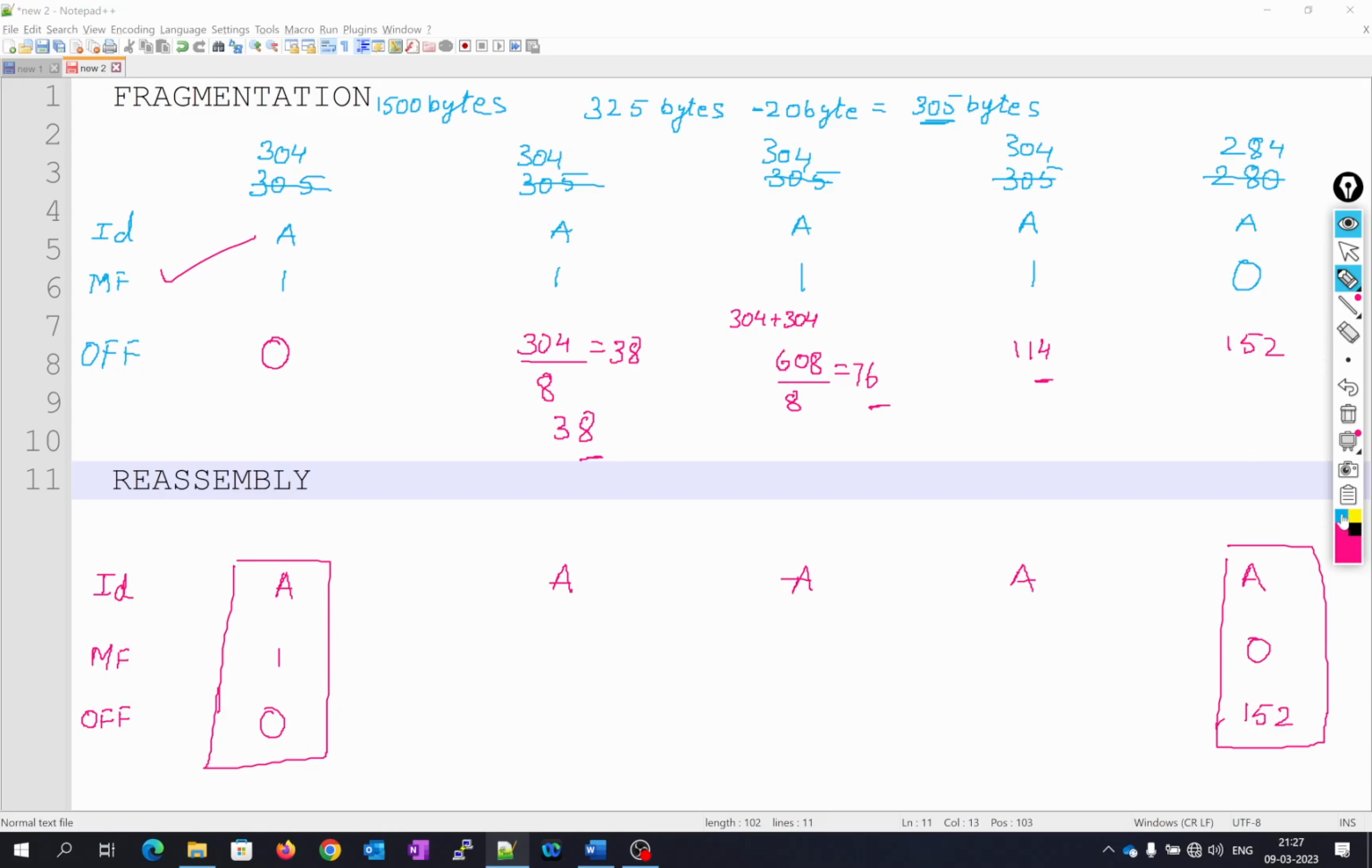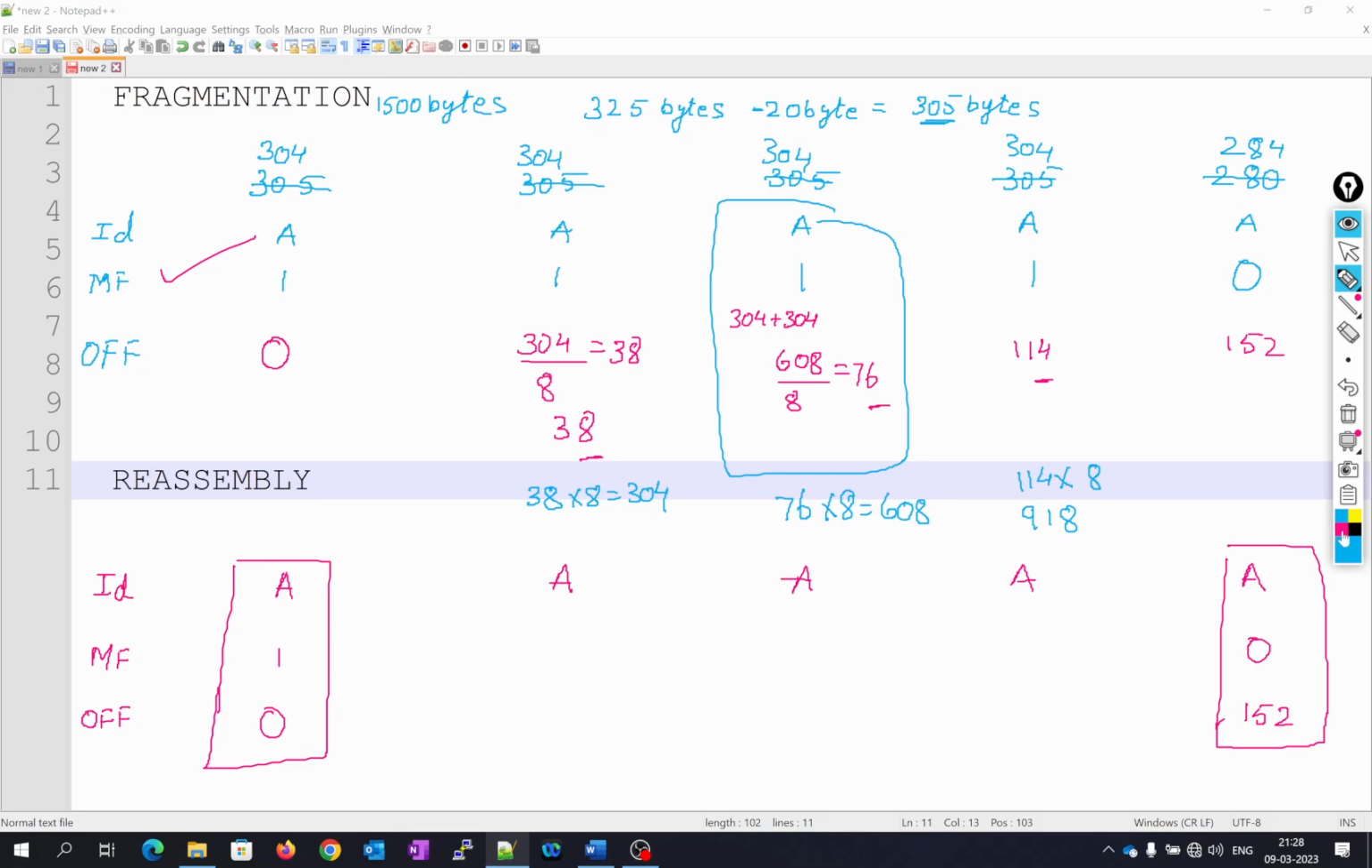So let's say, for example, it receives the third fragment, that is this particular fragment. It says 76 times 8, and it gets 608. Similarly, for 114 also, it multiplies by 8, right? And it gets a value of 918. And here, when it multiplies it by 8, it gets a value of 304, right?